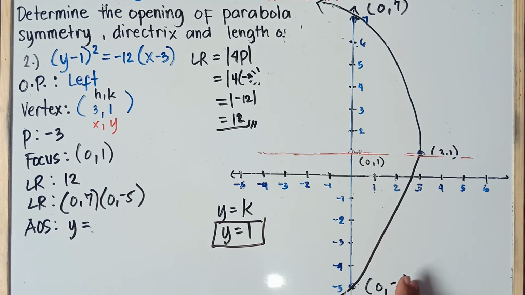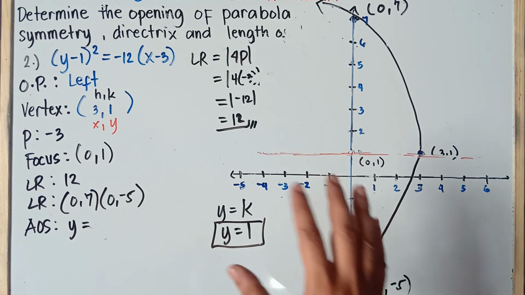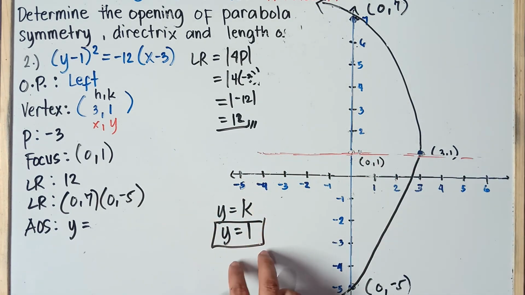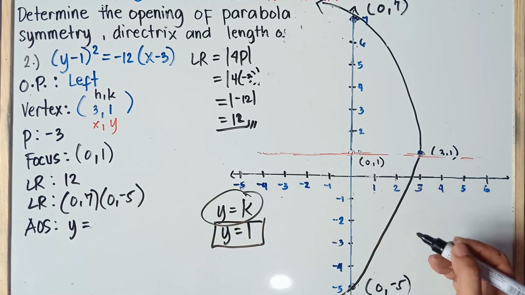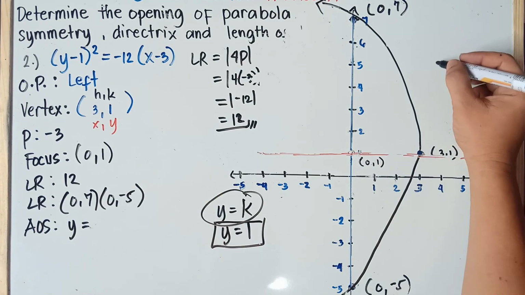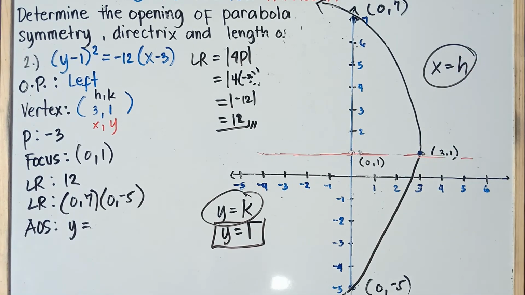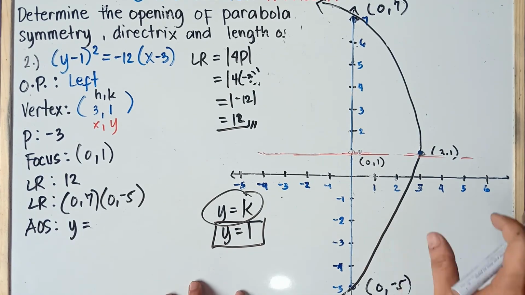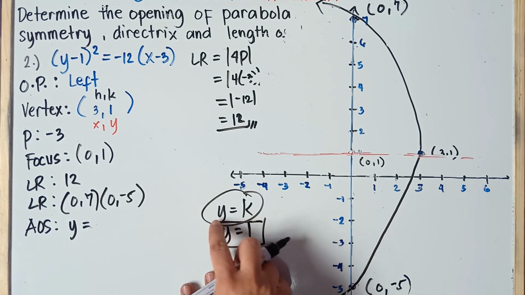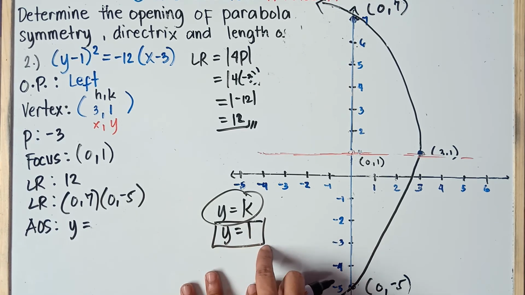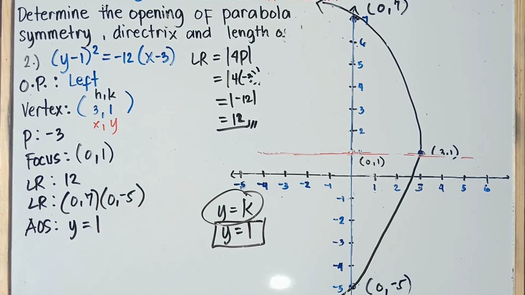Just remember this one, class: your axis of symmetry, if your parabola opens right or left, will be your equation, y equals k. If your parabola opens upward or downward, your equation will be x equals h. Now, since this is right or left, your equation will be y equals k, and now your k is 1. That's why you have y equals 1. That's it, class. That's the answer for the axis of symmetry. Easy, right?